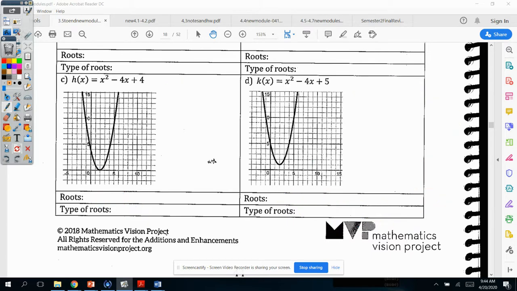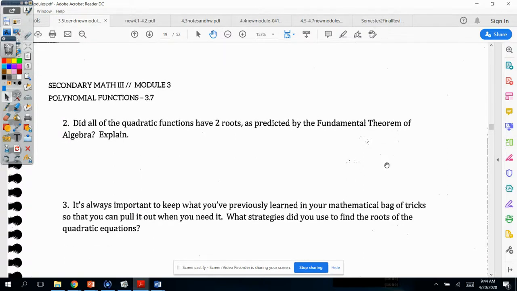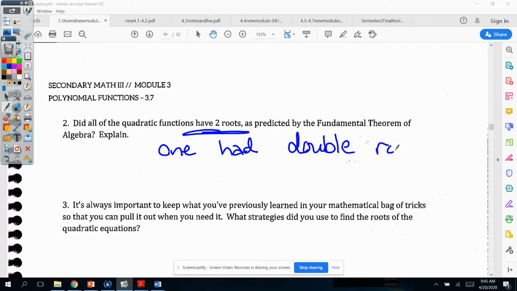Okay, now the next page is going to have us use those ideas. So did they all have 2 roots? The answer is yes, even though the one had a double root. So it did follow. The double root does count twice. So they did all have the fundamental theorem of algebra.